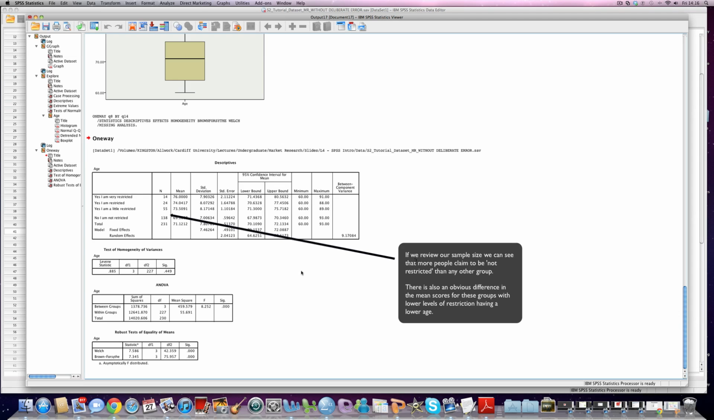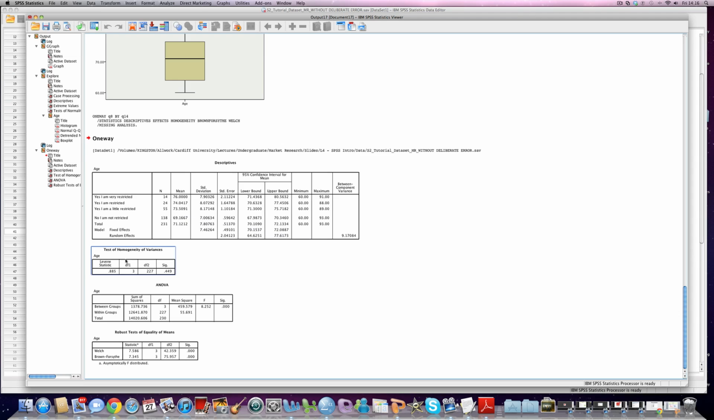And actually, you can see a downward trend in the age of those people. So the oldest group, 76 years old as an average, is indeed the very restricted. Second oldest, 74 on average, is the restricted. And down to 69 years old, the no, I'm not restricted. And that really does suggest that what we have is fairly useful.